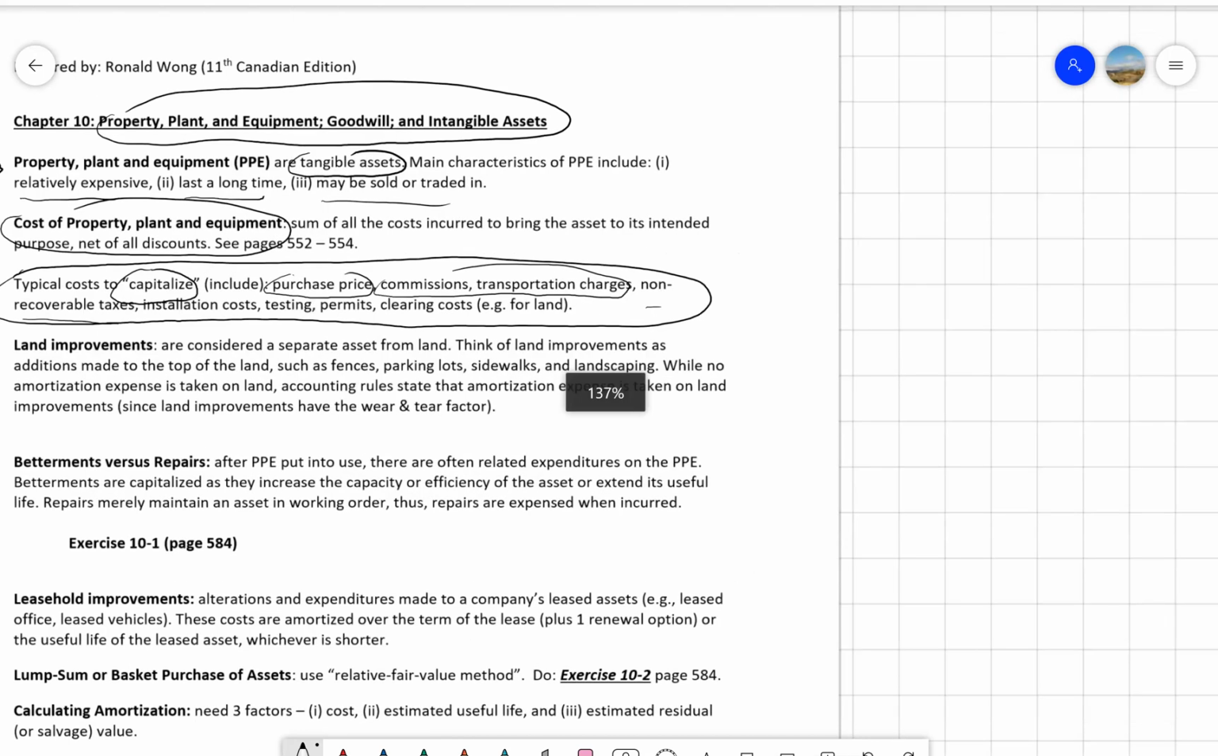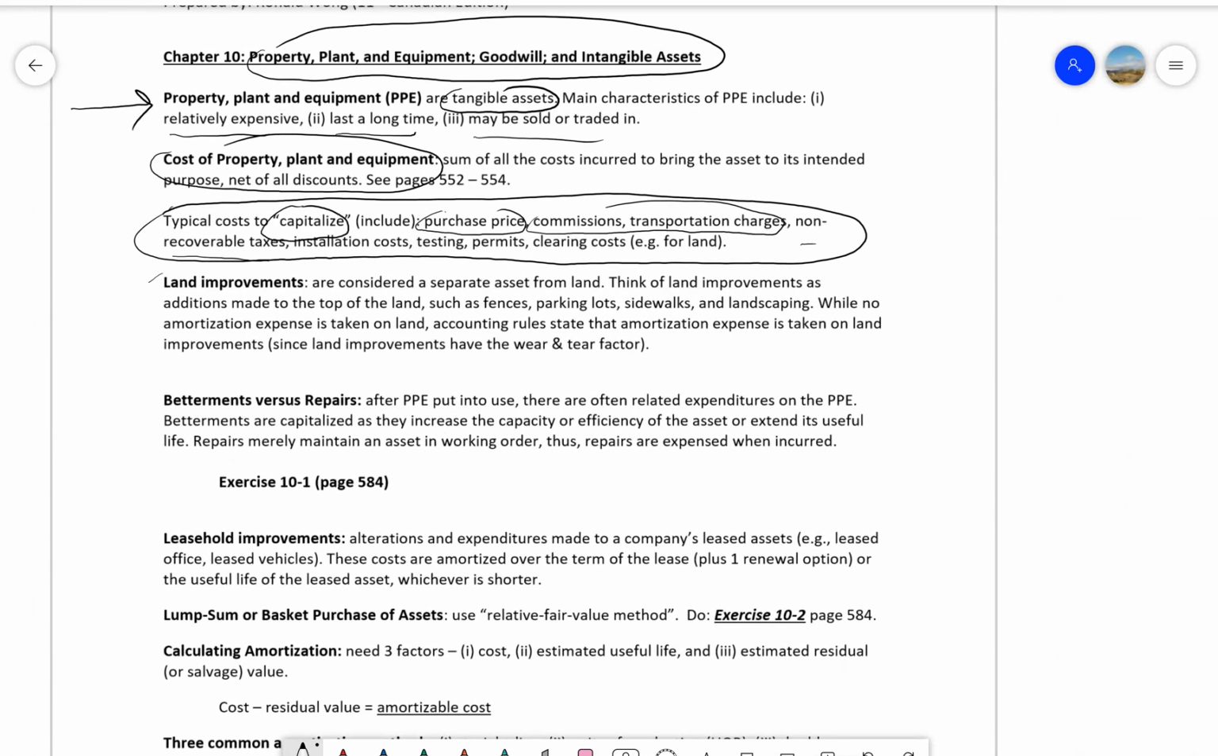Now, one thing that the textbook talks about is this concept of land improvements. Now, land improvements is different from land. Land improvements go on top of the land. And the reason we distinguish land improvements from land is that land, we do not take any amortization or depreciation, whereas land improvements, we do take amortization. So accounting rules state that amortization expense is taken on land improvements, but not on land.